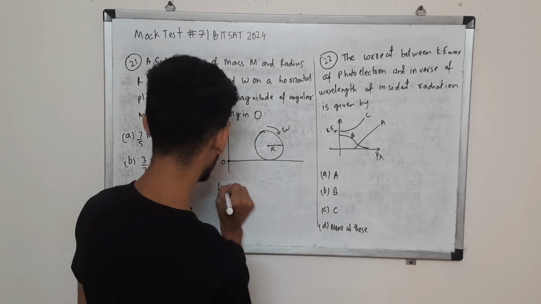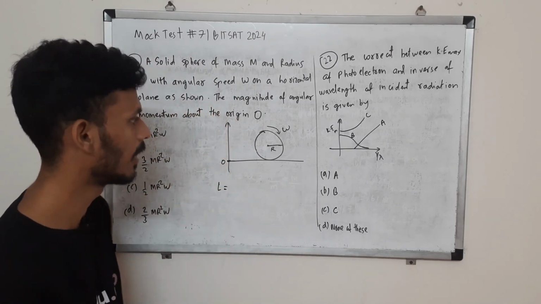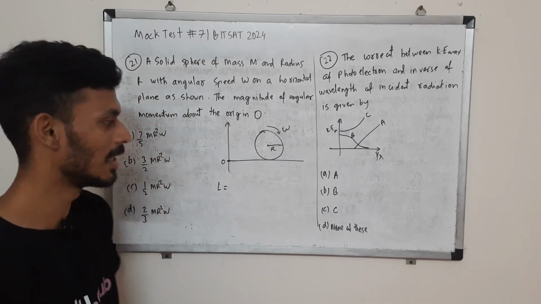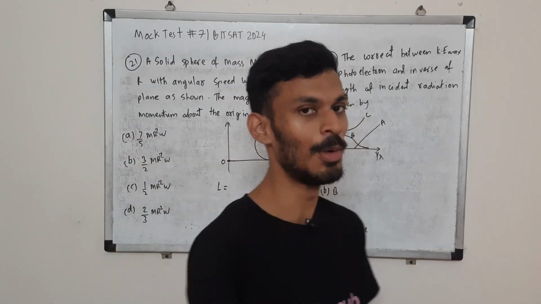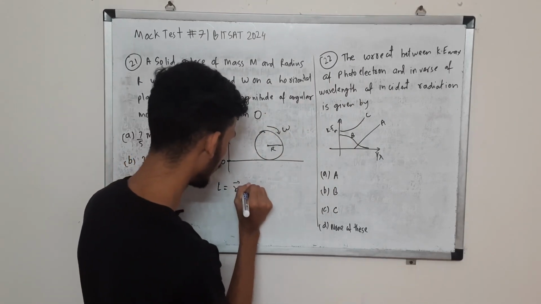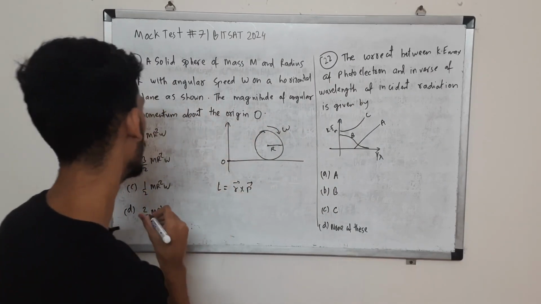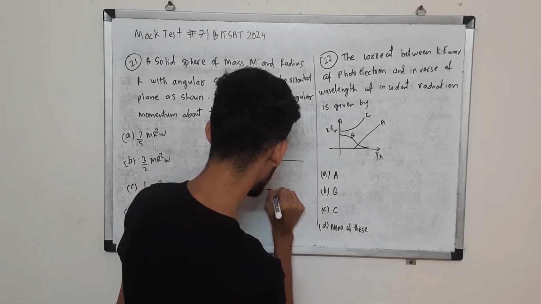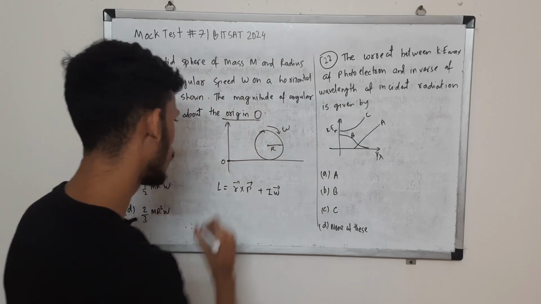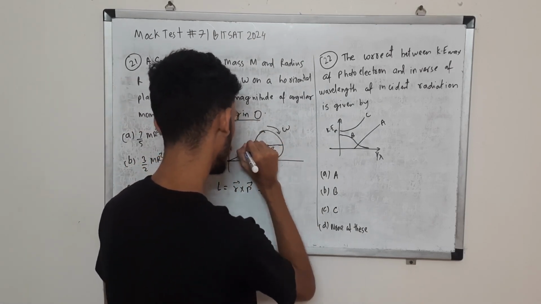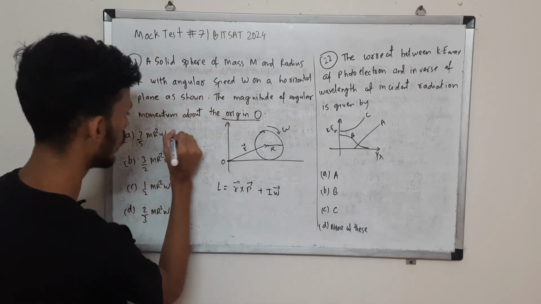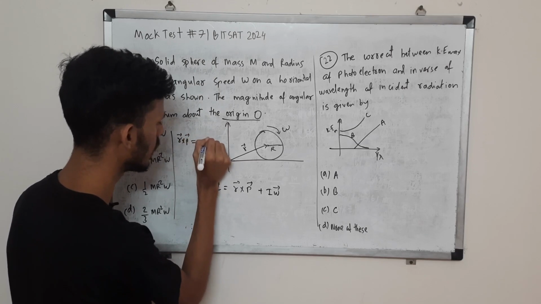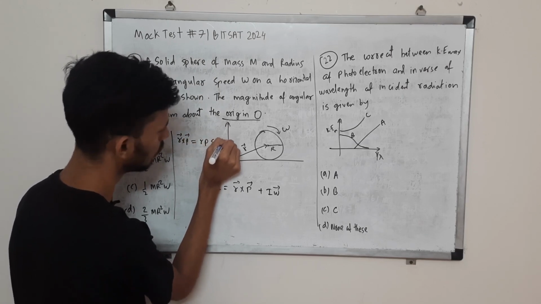Now angular momentum will be due to two reasons. One is the translational angular momentum, due to the linear momentum, which is simply r cross p. And you are supposed to find it about the origin, about this point. And one will be due to the rotation, which is I omega. So r cross p is this r over here. Let's find r cross p over here. r cross p is basically r p sin theta.